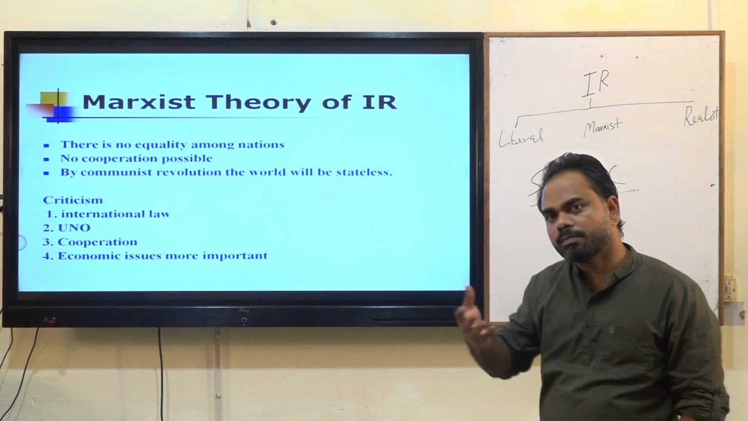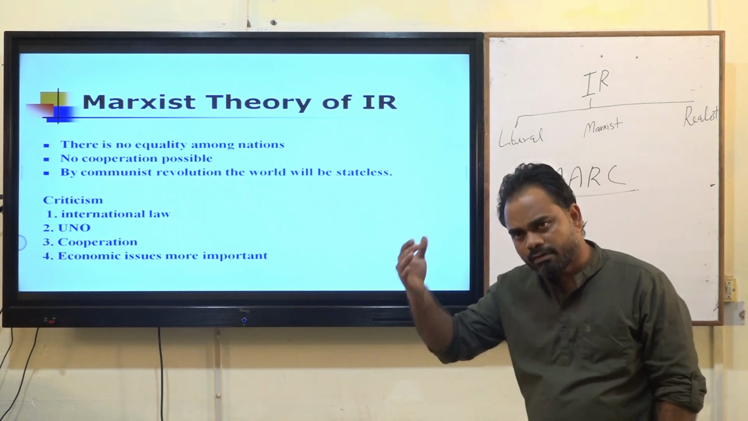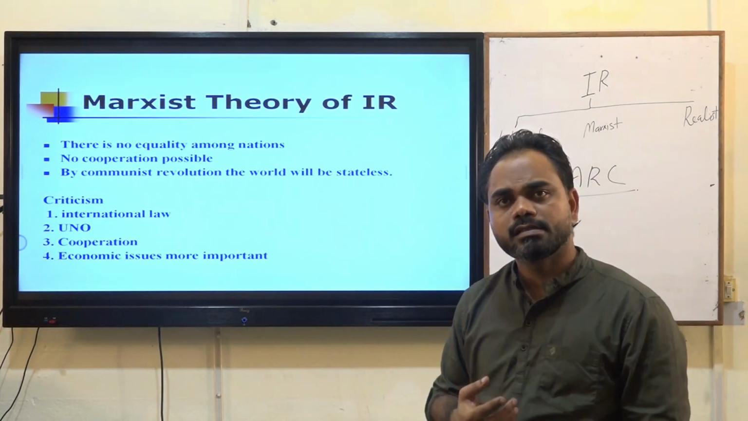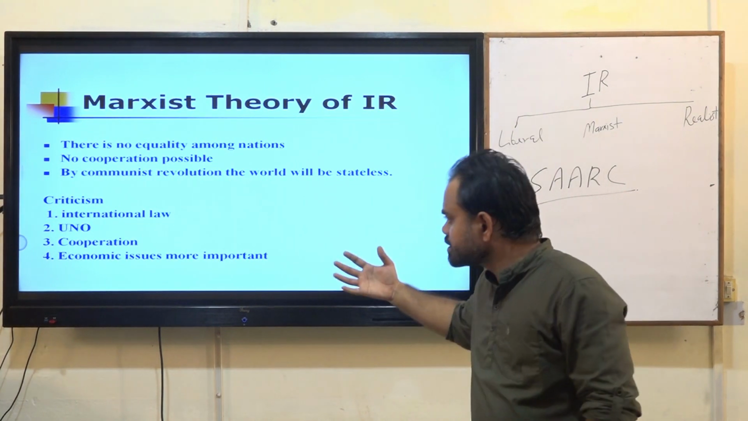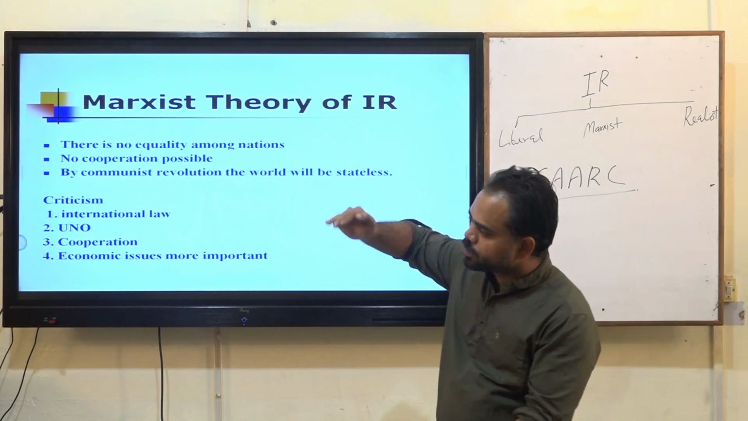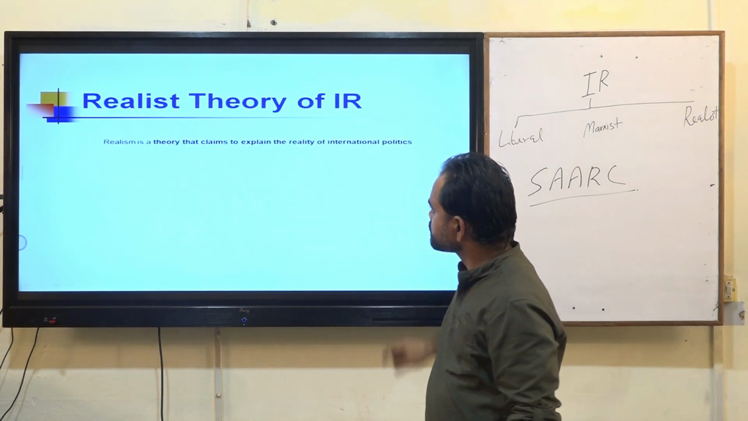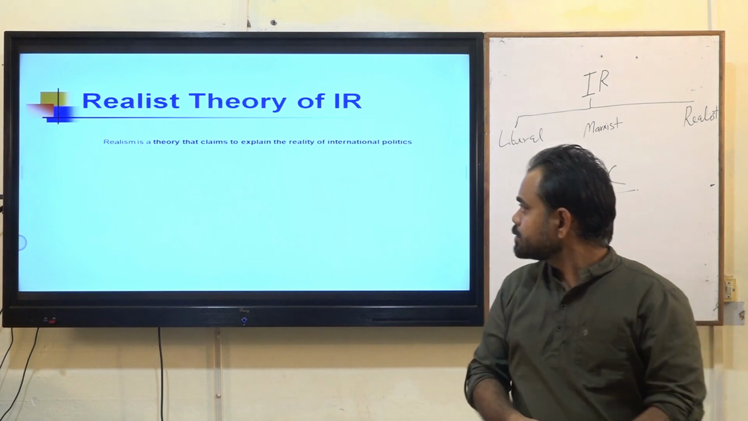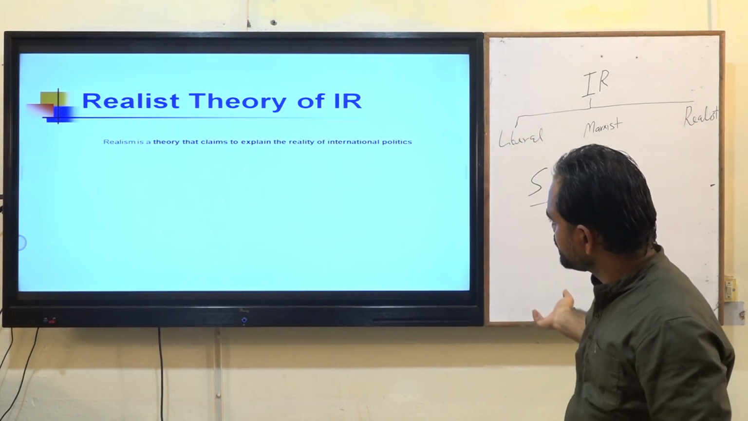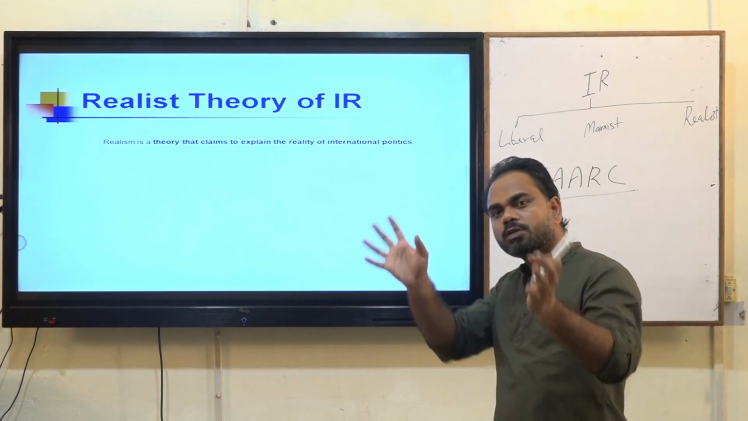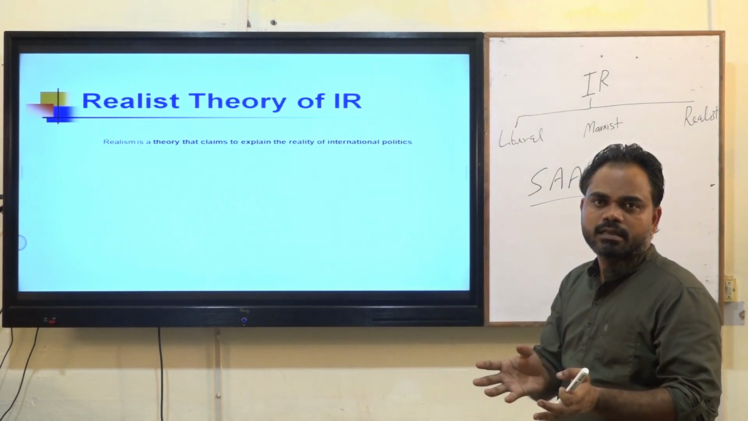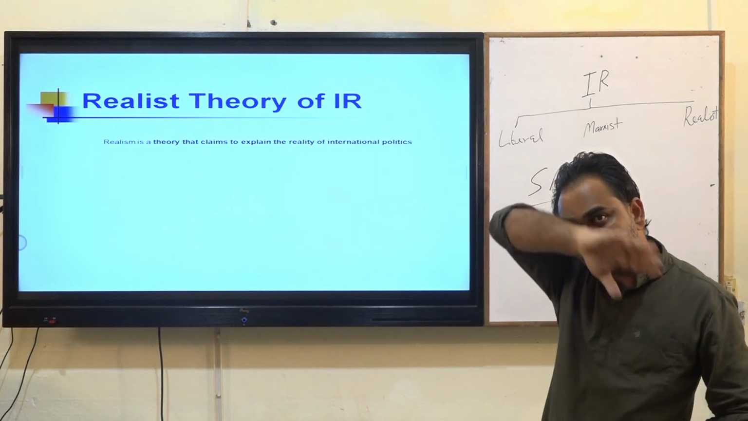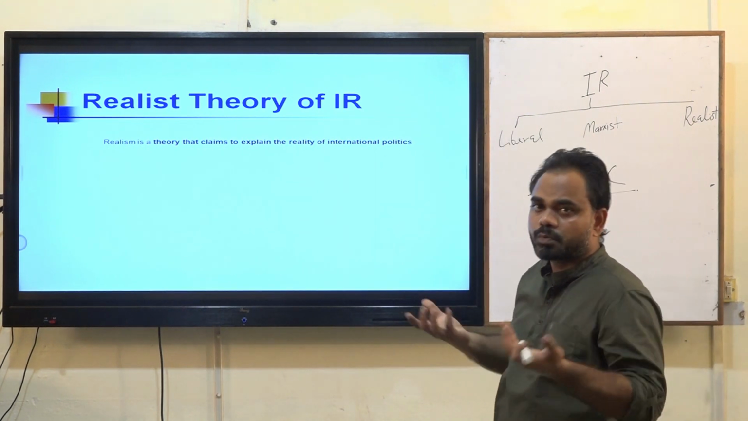Here I want to give the example of India-China relations. We have a big conflict with China, but still our economic relations are going from high to high. Next is realist theory. Realism is a theory that claims to explain the reality of international politics. It is also based on the realistic approach to human nature, and human nature is dynamic. So this theory also describes that international relations are always dynamic. It is not permanent.